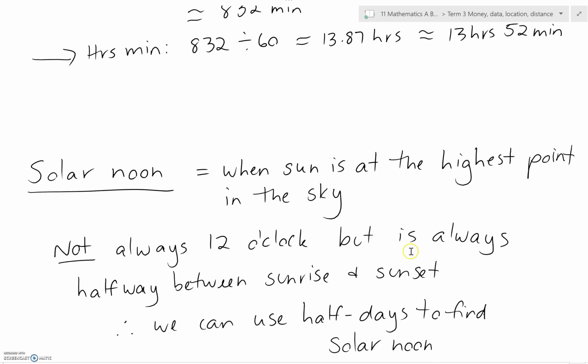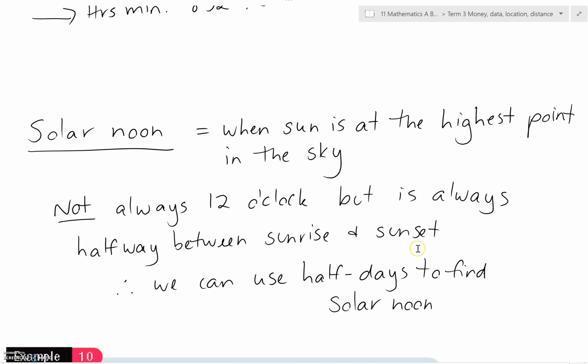Now, we're going to talk about one last new concept today, and that is solar noon. So solar noon is when the sun is at the highest point in the sky. This is not always at 12 o'clock because sometimes our days are really short. Like in winter, the sun rises later and it sets earlier. And in summer, it gets up really early and it sets quite late. So it's not always at 12 o'clock, which a lot of people assume, but it is always exactly halfway between sunrise and sunset, no matter how many hours the sun is up for.